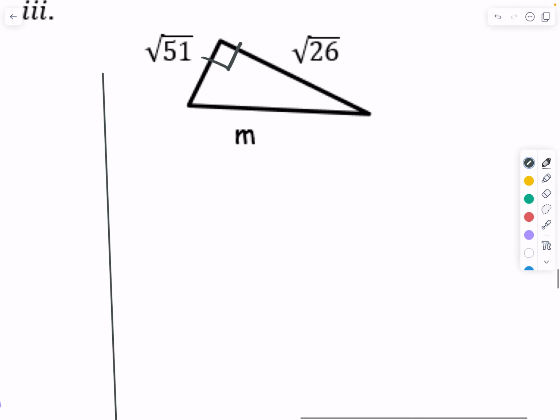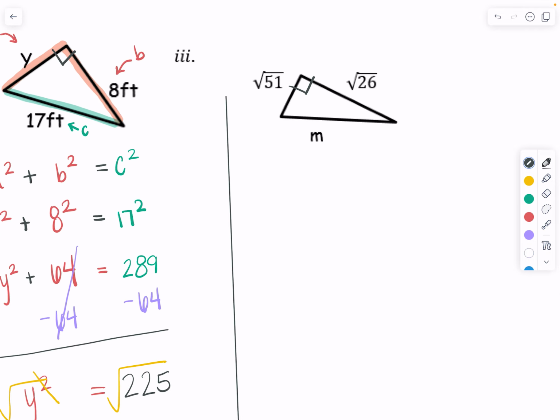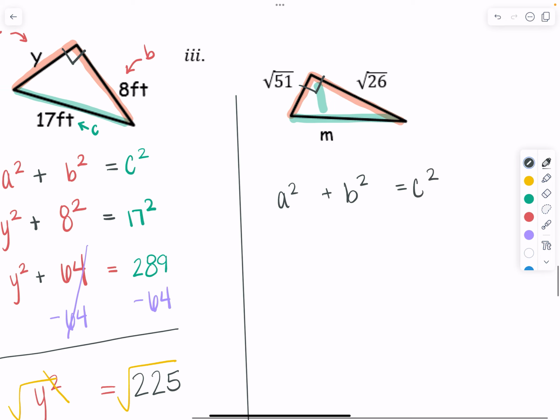All right, let's look at the last one. Square root 51 and square root 26, those are going to make up my legs. I know those are really odd leg measurements, but they're a distance. And then m is going to be my hypotenuse because it's across from the 90-degree angle. So I've got my formula. Plug everything in. So we'll say this one's A, this one's B.